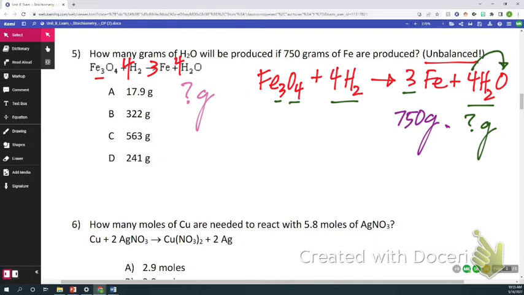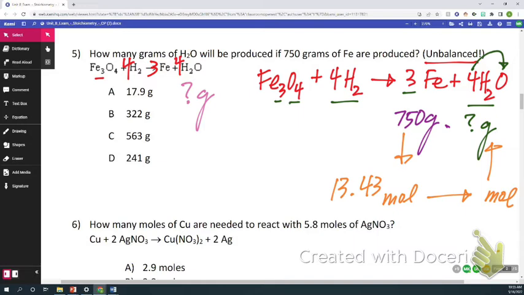It's the same thing. You got to change this to moles, then write the mole ratio train to go to moles here, and then back to grams. So 750 divided by the molar mass of Fe. You just go over here: 750 divided by 55.845. And I got 13.43 moles.